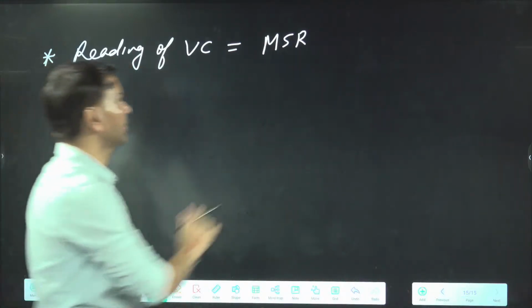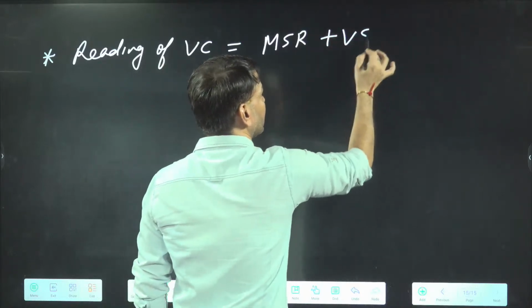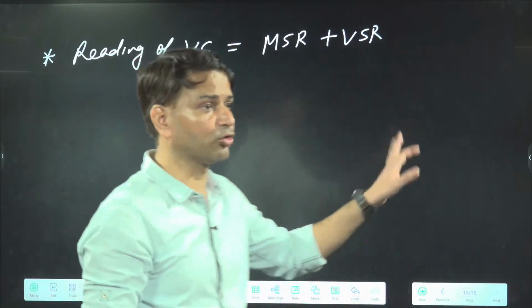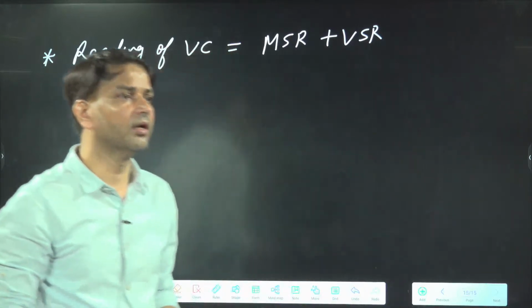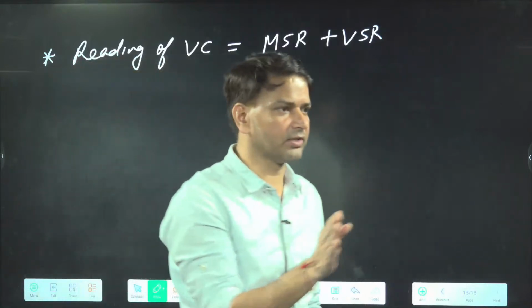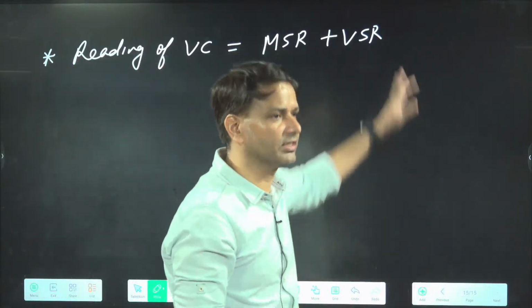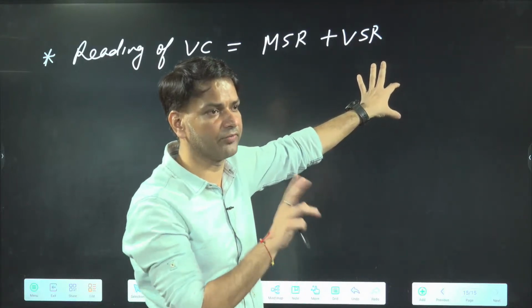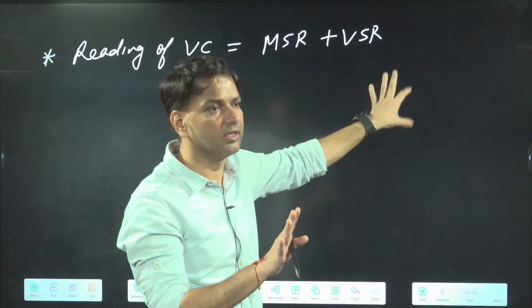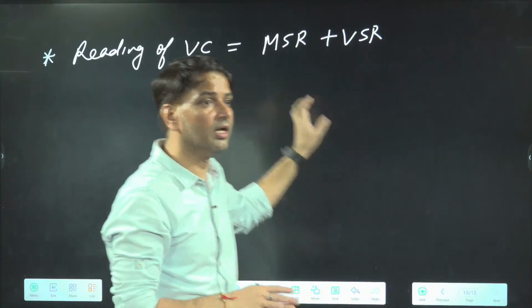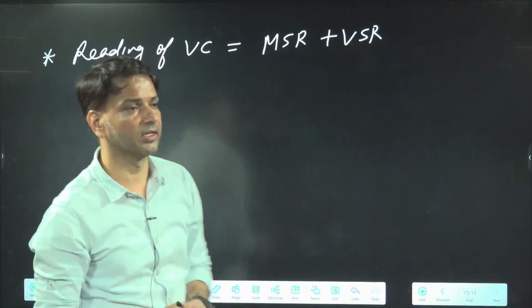Then next is the VSR. VSR is what? Vernier scale reading. I will say how to find the vernier scale reading. Some books also use a different notation for this. I am using MSR, and for the vernier scale I am using VSR, vernier scale reading. From other books, don't get confused. I will say what the meaning of VSR is. Okay. So MSR plus VSR.